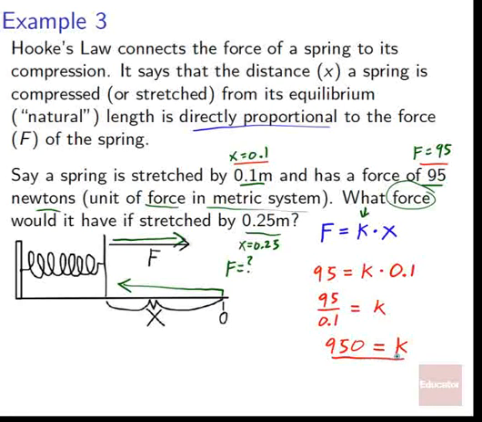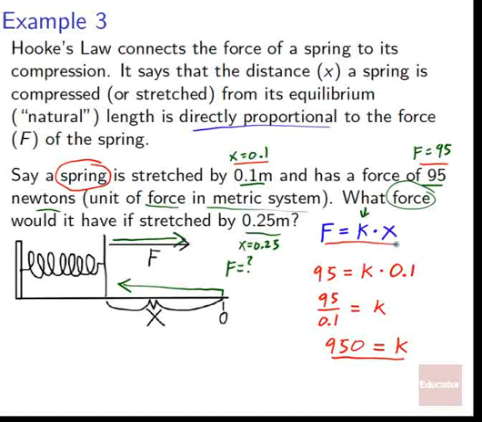So that tells us for this specific spring, the spring that this problem happens to be about, it has a constant of 950. It has a proportionality coefficient constant of 950. Technically 950 newtons per meter, it has units, but we don't have to worry about that. 950 equals k is perfectly enough. So 950 equals k is what it is for this spring.